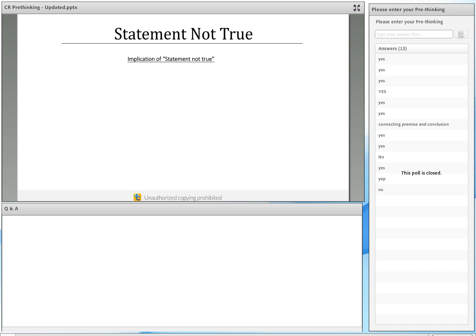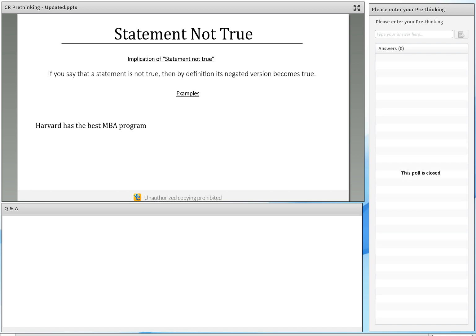How many of you are thinking that? How can you say when a statement is not true, its negated version automatically becomes true? You can type in yes. I know many of you are raising hands. Okay, perfect.